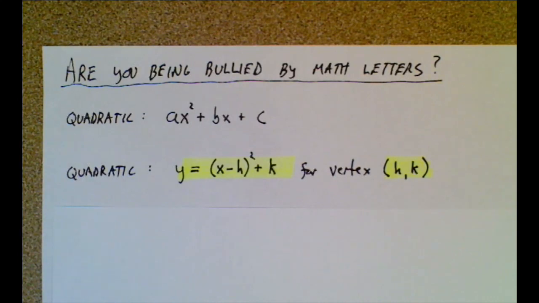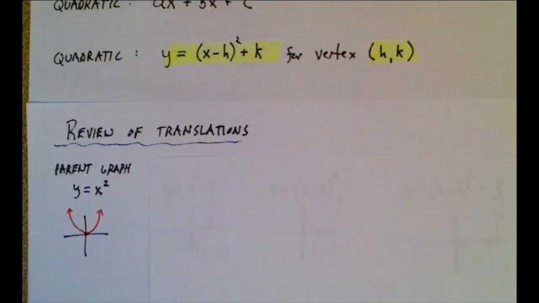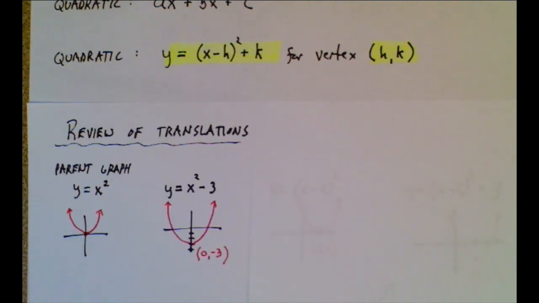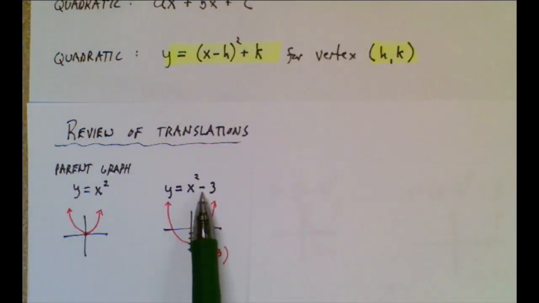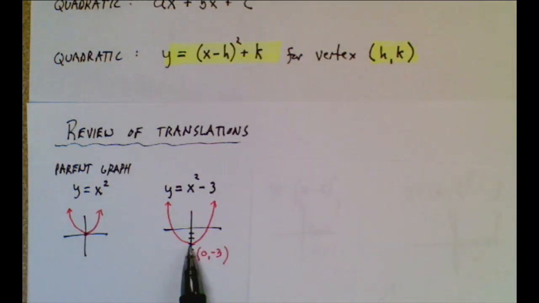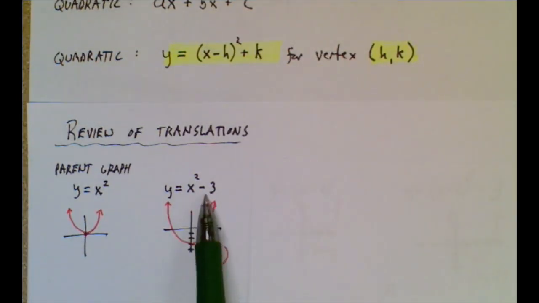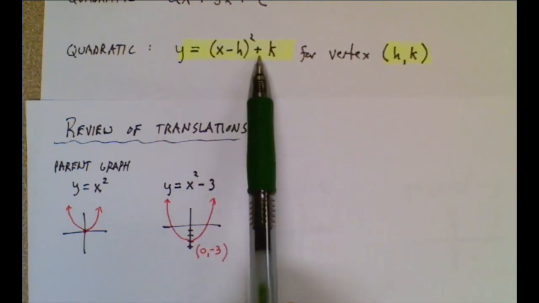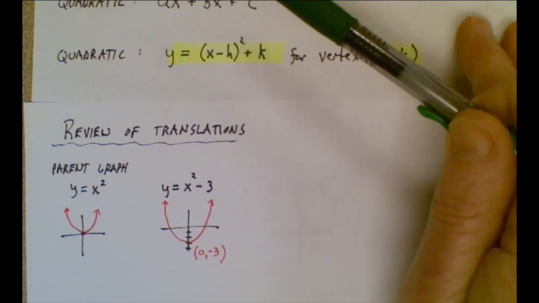Now at first you say, oh man, a new form, but I'm going to first prove to you that you are already familiar with this form. If you've been working with translations, and I know you have, then you've already been using this form. For example, you take the parent graph y equals x squared, and if you attach a minus 3, you translate it down 3 units. That minus 3 is similar to that k.